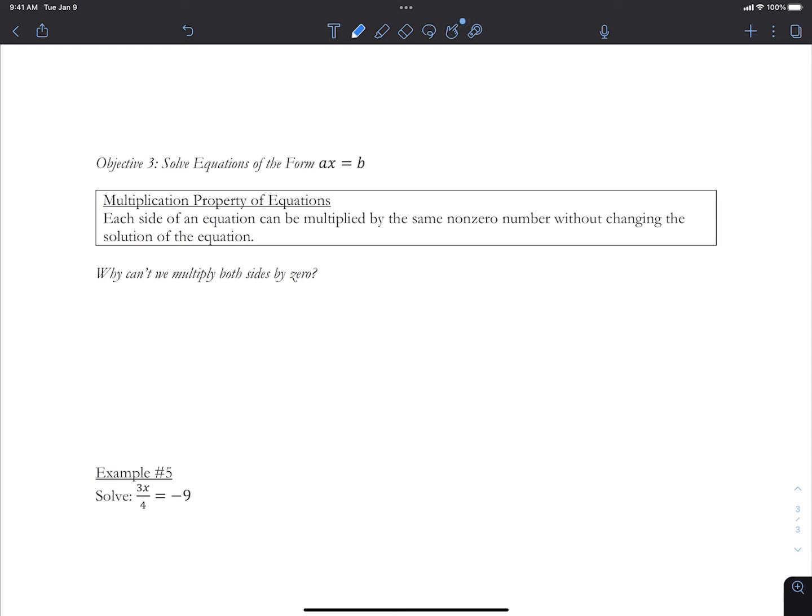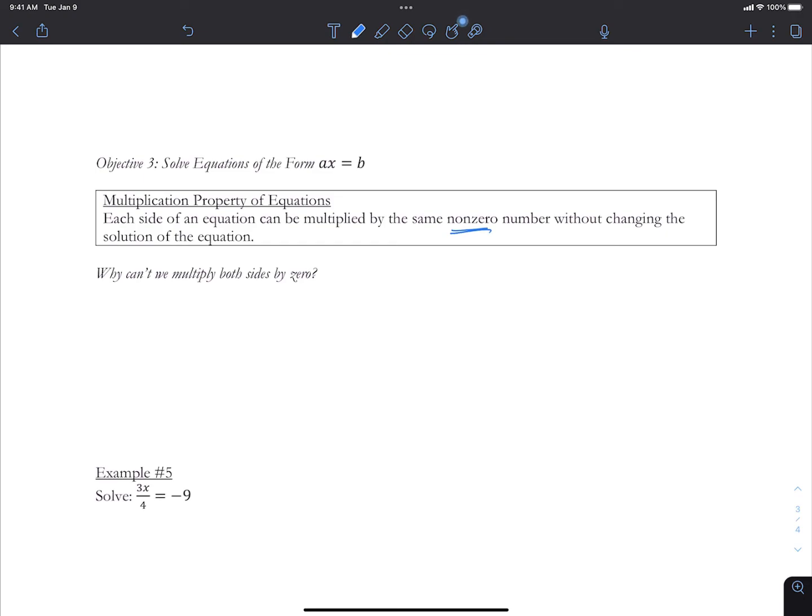The next objective is to solve an equation of the form ax equals b. In other words, I have a number times x equals b. In order to solve this, I need to use the multiplication property of equations, which tells me, similar to the addition property, that I can multiply both sides by the same number without changing the solution of the equation. Notice it says the same non-zero number, so I don't want to multiply both sides times 0.